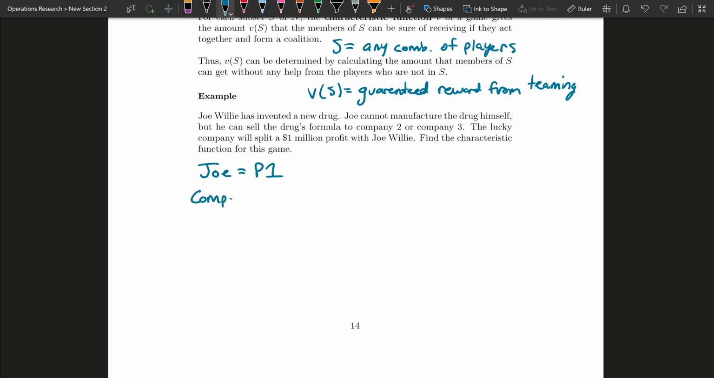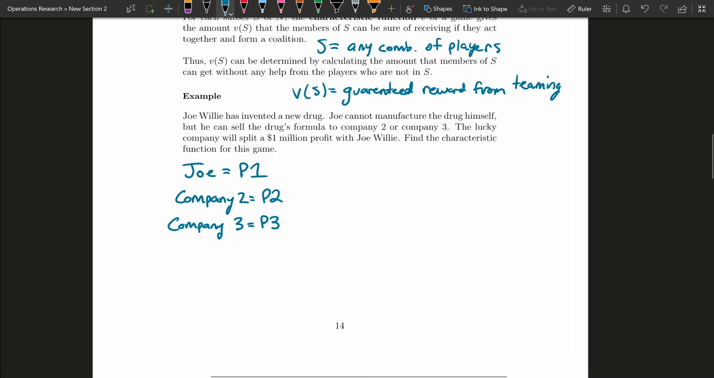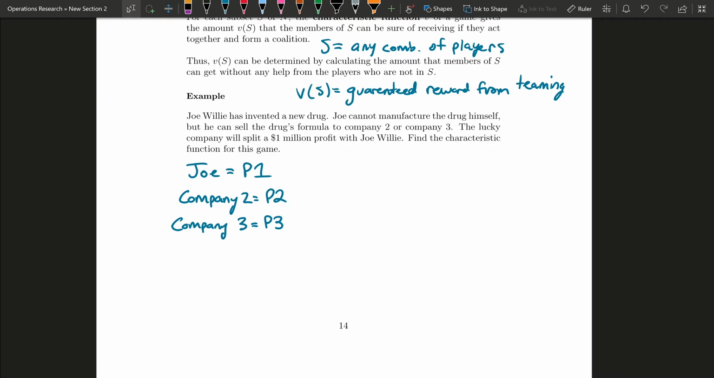Company 2 can be player 2, and then company 3 is going to be player 3. And it's fair to start off by saying that Joe needs at least one company, or else, obviously, Joe can't manufacture the drug himself, which is what it says up here in the problem.